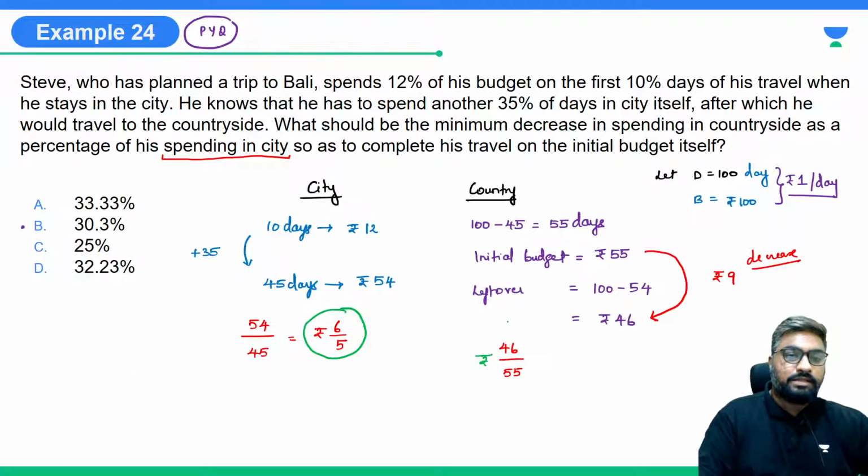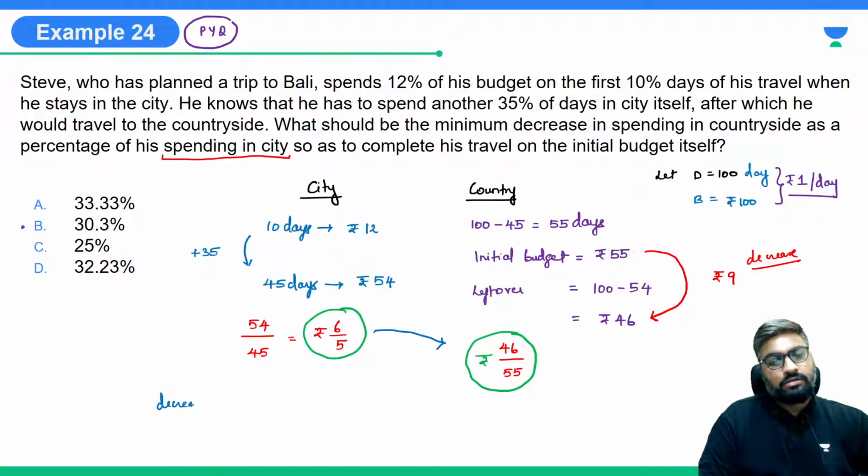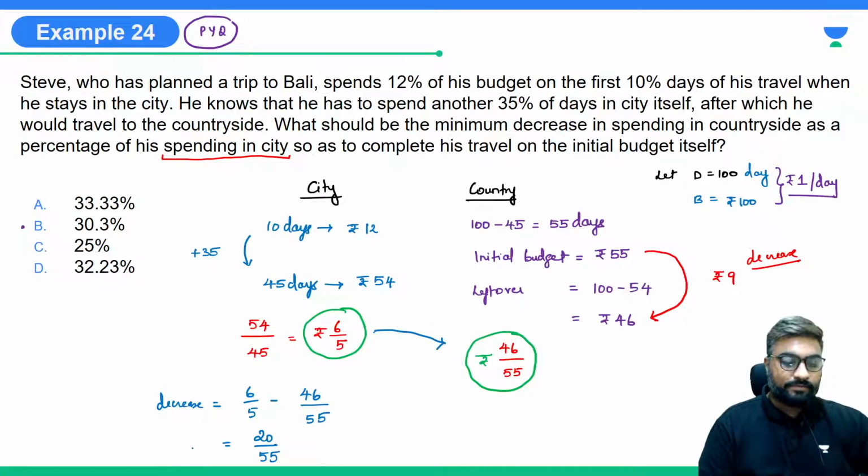So if we compare this, के बजट में कितना डिक्रीज किया है उसने per day, yeah, from here to here, decrease is what? 6 by 5 minus 46 by 55, which is 66 by 55 minus 46 by 55, so 20 by 55 rupees. Agreed? Yeah, ऐसे ही, sorry, calculation error हो गया. So decrease is 20 by 55 rupees.